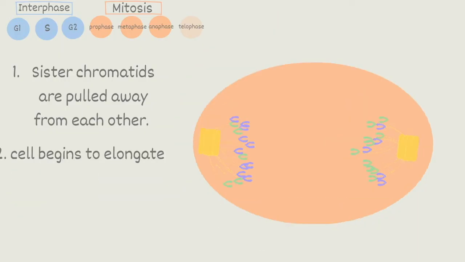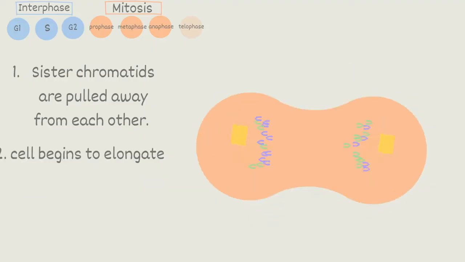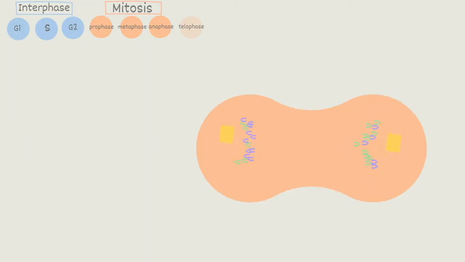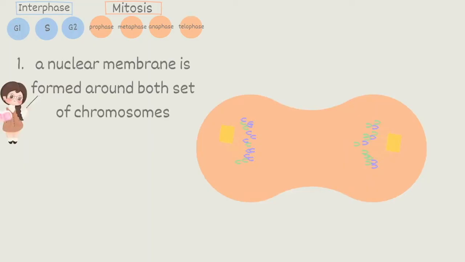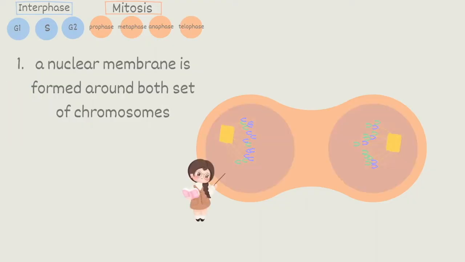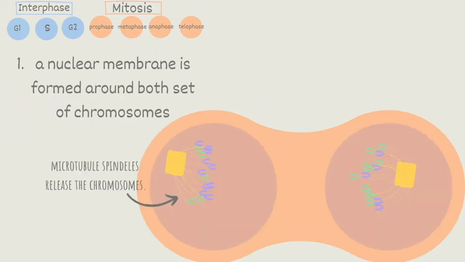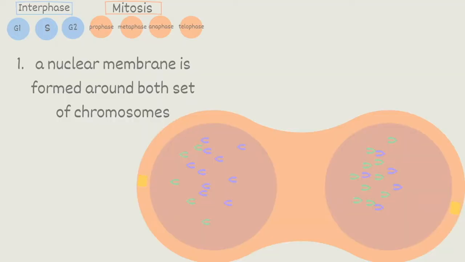Secondly, the cell begins to elongate and accommodate both sets of chromosomes. The cell is now ready to enter telophase. First, a nuclear envelope is formed around both sets of chromosomes. The microtubules release the chromosomes and the organelles begin to move into their proper place.